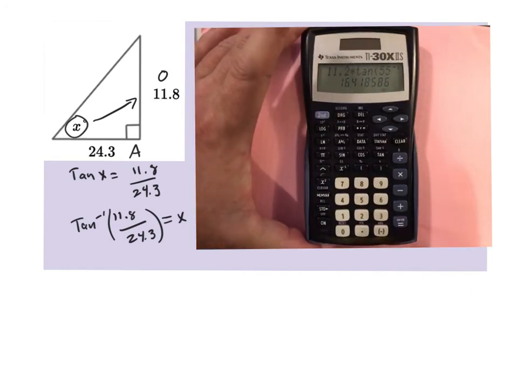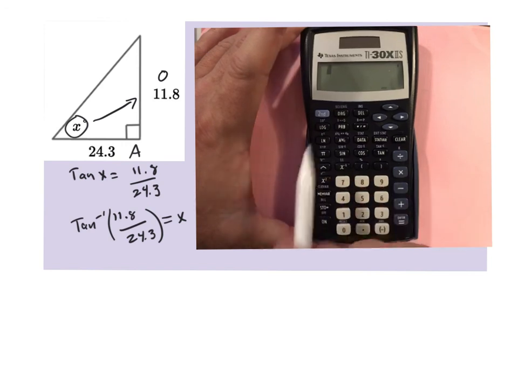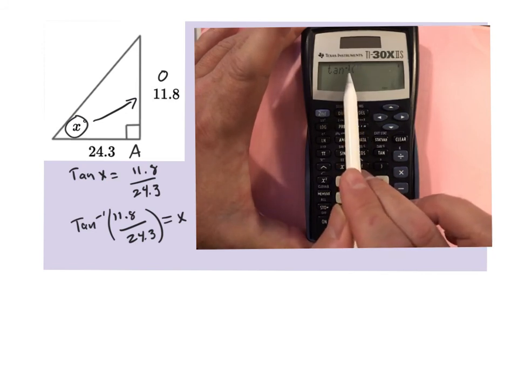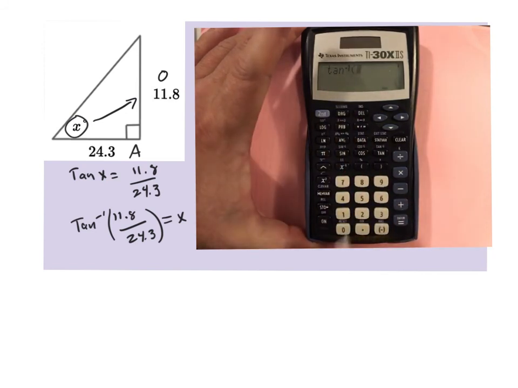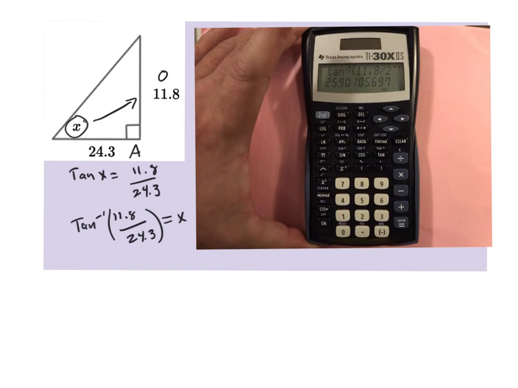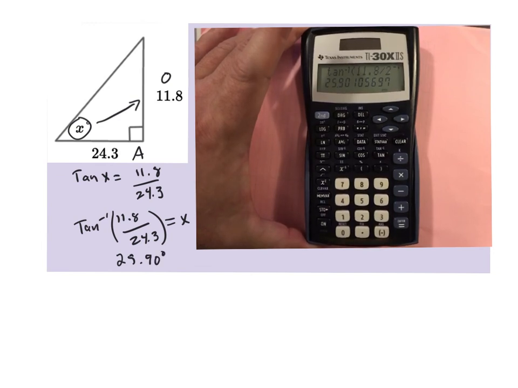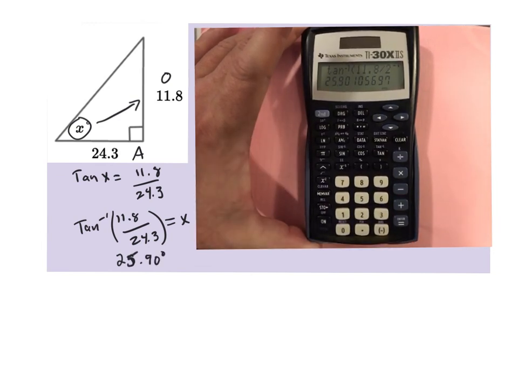Okay, in order to do this in my calculator, I'm going to start off by hitting the second button. Whether it's tangent, sine, or cosine, you hit the second, and you get this little tangent to the -1. That means inverse tangent. Then just enter in 11.8 divided by 24.3 and close parentheses and hit enter, and that's how many degrees it is. So it would be 25.90 degrees. And that's how you use the inverse.